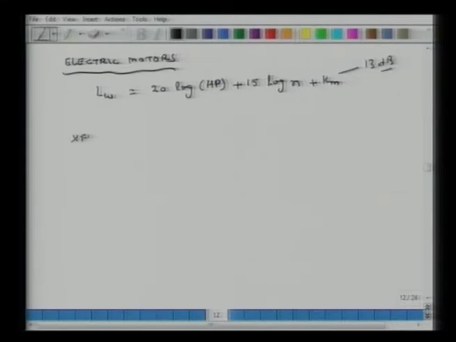Transformers. Does a transformer have any moving parts? But still it generates sound. If you go by some of these big transformers on the roads, you hear noise. Where is it coming from? Sometimes it can be appreciable, the SPL. It is dedicated.